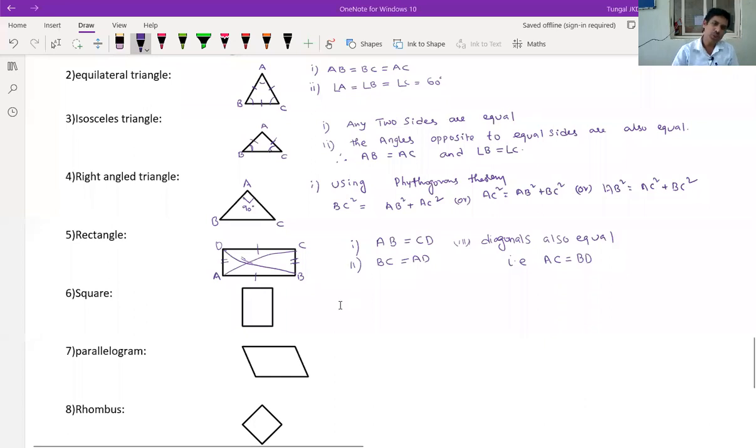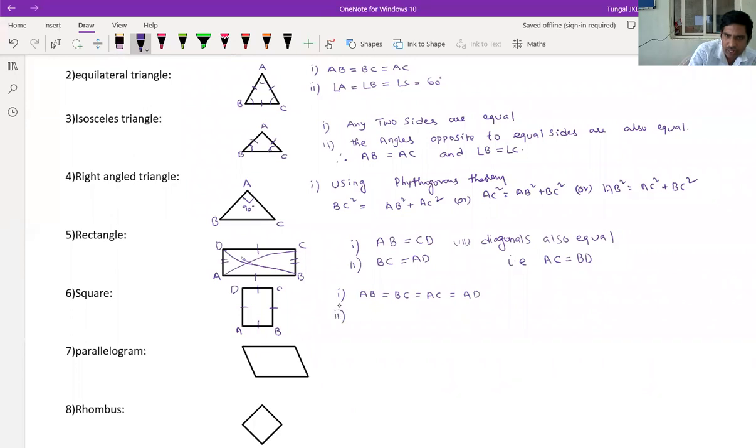Next, come to square. So 4 points form a square. What are the conditions regarding the distance formula? In a square, all 4 sides are equal. That means what we have to prove is AB is equal to BC is equal to CD is equal to AD. All 4 sides are equal.